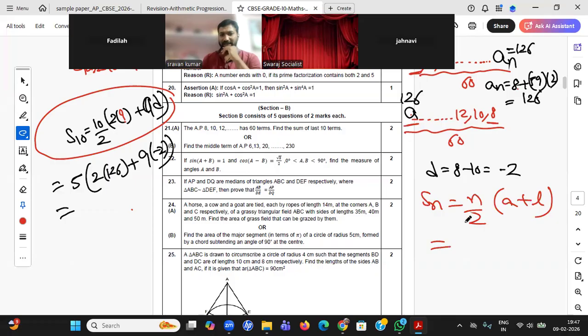Same answer is there. n is the number of terms, 10. a is 126. l is the last term. It is a direct formula. But here also you need to find a, so you need to find n also.